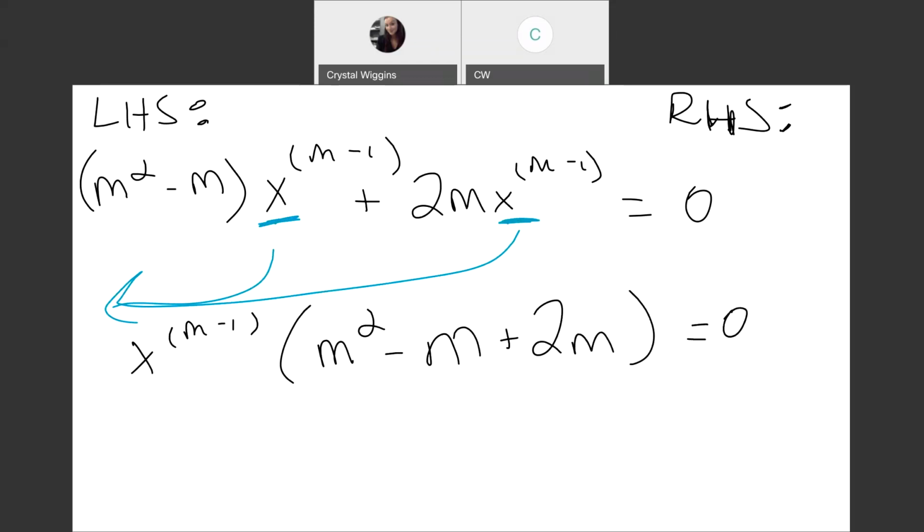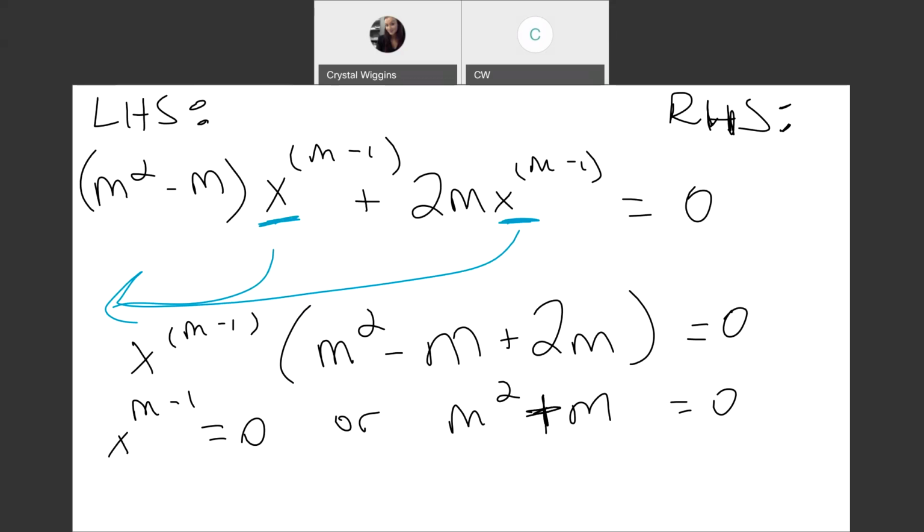still equal to 0. Now, if you remember the zero product property from algebra, it states that if two things are being multiplied and they're equal to 0, specifically 0, then one has to be 0. It's impossible to multiply two non-zero numbers and get 0. That's just a fact of the number 0. So that means that x to the m minus 1 is equal to 0, or m squared minus m plus 2m is equal to 0. Well, let's combine like terms. We have negative m plus 2m just gives us plus m, equal to 0.